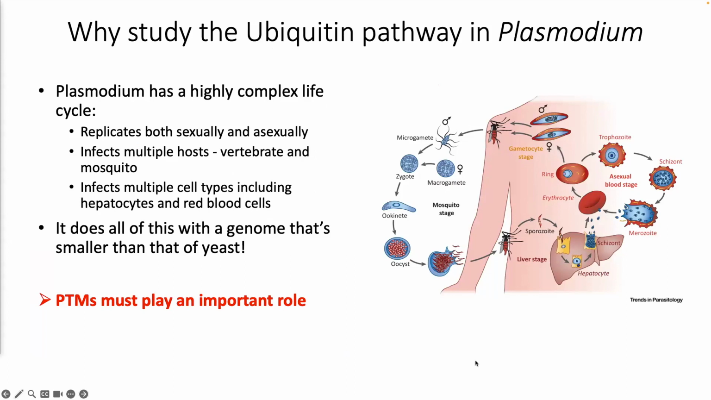So Kat's lab studies the ubiquitin proteasome system in Plasmodium. And this is a particularly interesting topic because of the parasite's complexity. So this parasite can replicate both sexually and asexually. It can infect multiple hosts, a vertebrate and a mosquito, and it can infect multiple cell types, including hepatocytes and red blood cells. And it does all of this with a genome that's smaller than the size of yeast. So by necessity, post-translational modifications must be playing an important role in its development.